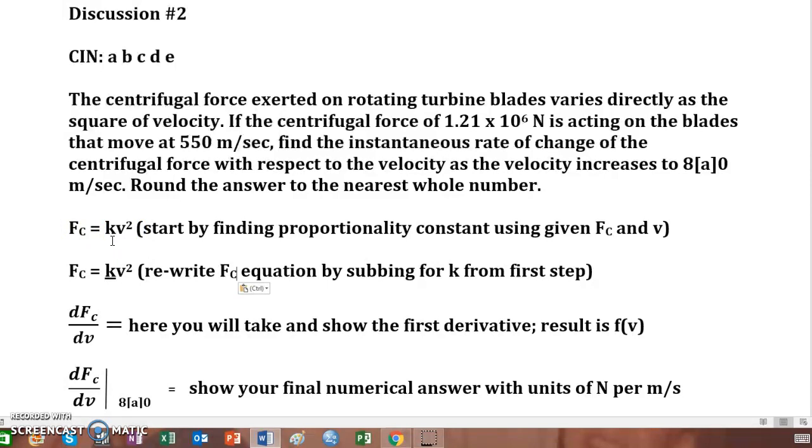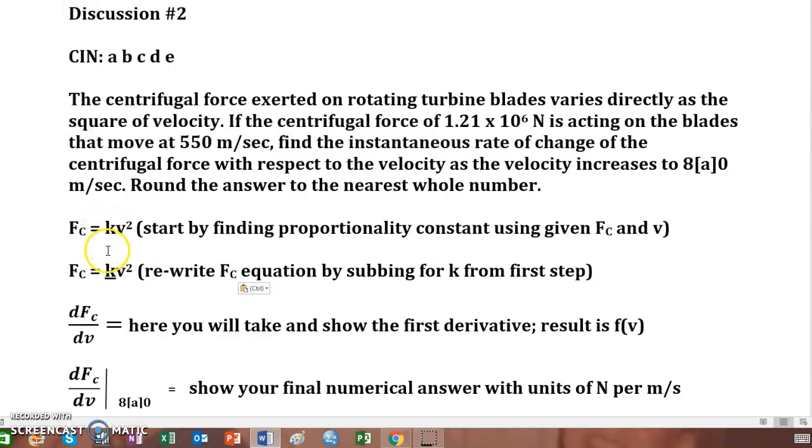So the first thing we need to do is find this proportionality constant by substituting the given value of centrifugal force here in newtons. Newtons is a measure of force. So in order to find the proportionality constant, substitute 1.21 times 10 to the 6 newtons for centrifugal force, and then the velocity given here is 550 meters per second. You will square that, and then you can go through the algebra to solve for k.